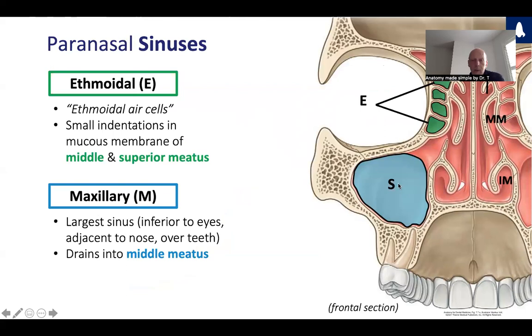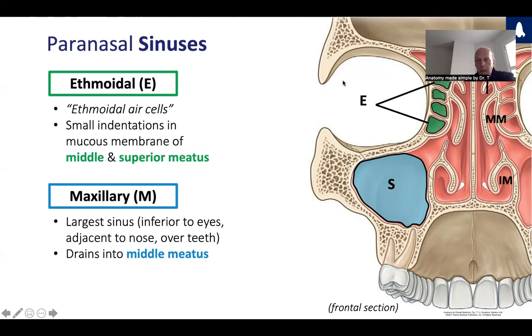One is quite large and it is within the maxilla, the maxillary sinus. It's the largest of all these associated cavities to the nasal space, adjacent to the nose, adjacent to the teeth of the upper jaw, and it drains also into the middle nasal meatus.